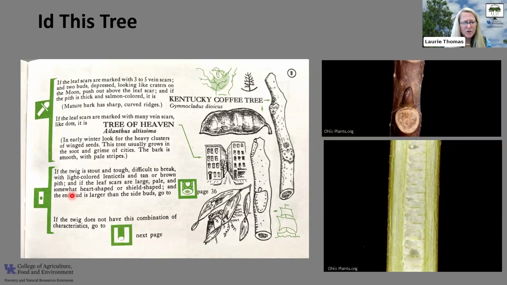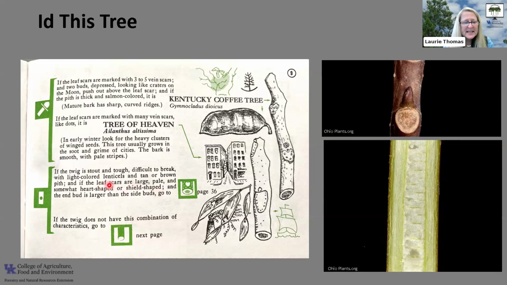So it asks if the twig is stout and tough. Well, we know it's not really stout because we measured that it wasn't even 1/4 inch. Is it difficult to break? Well, these are pictures, we can't tell. With the light colored lenticels, well, there might be 1 or 2, can't really see that well there. And it has a tan or brown pith. Well, this is the pith of our sample here, and that is clearly not tan or brown. In fact, it looks like a very lovely white color. So right now we're not matching up any of those characteristics.